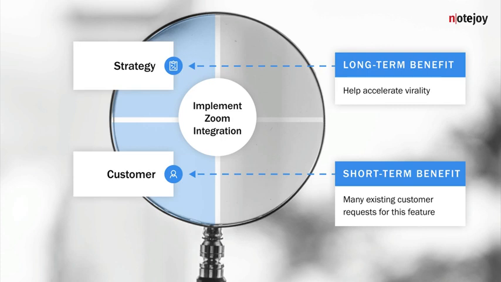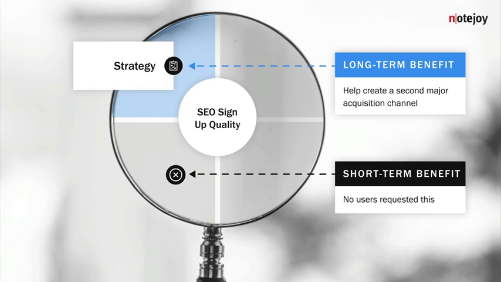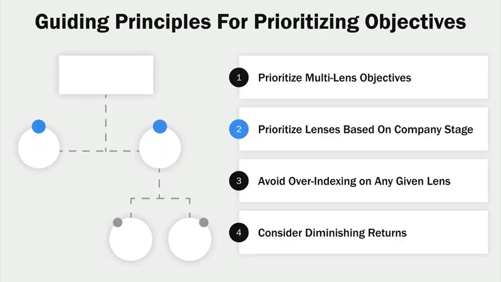notes to sign up. In contrast, improving SEO signup quality was primarily focused on just the strategy lens. Although improving SEO signup quality would help create a second major acquisition channel, no users requested it. NoteJoy could accomplish far more impact by implementing the Zoom integration, and as a result chose to prioritize it in the end. The second guiding principle is to prioritize lenses based on company stage.